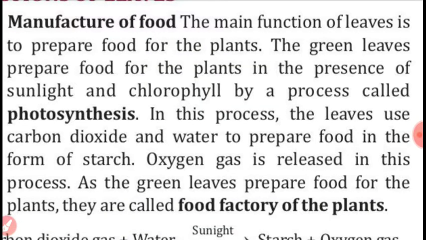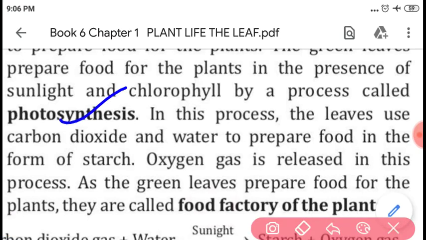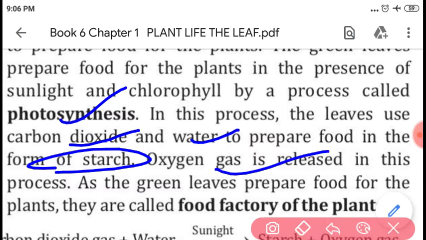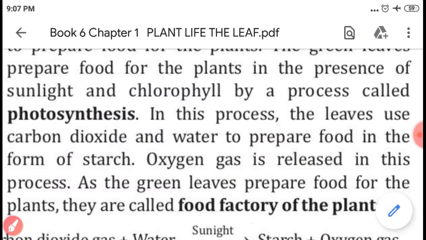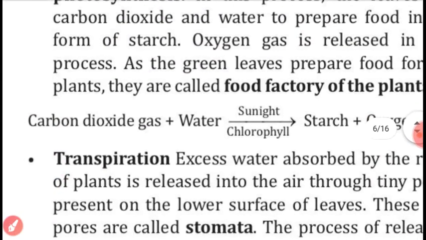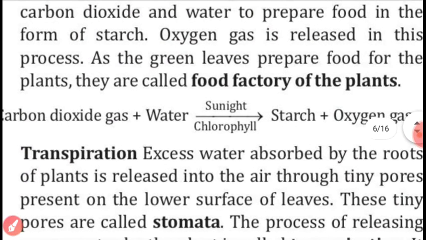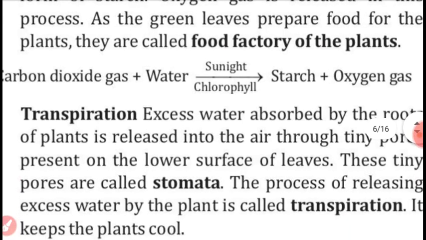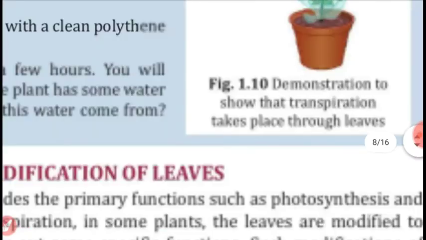By the process of what? Photosynthesis. In this process, what are the leaves doing? They use carbon dioxide and water to prepare their food in the form of starch. Then oxygen gas is released. As you know that green leaves are preparing food for the plant, that is why they are also known as the food factory of the plant.